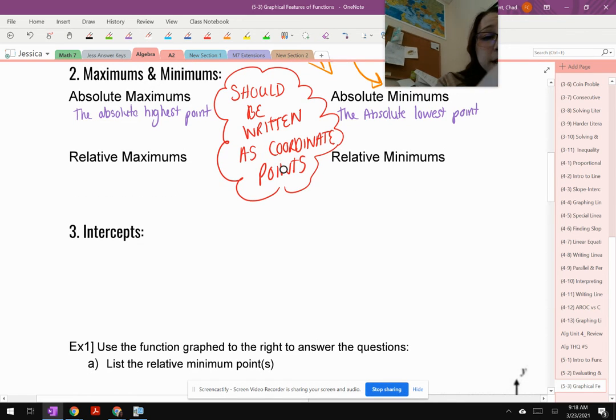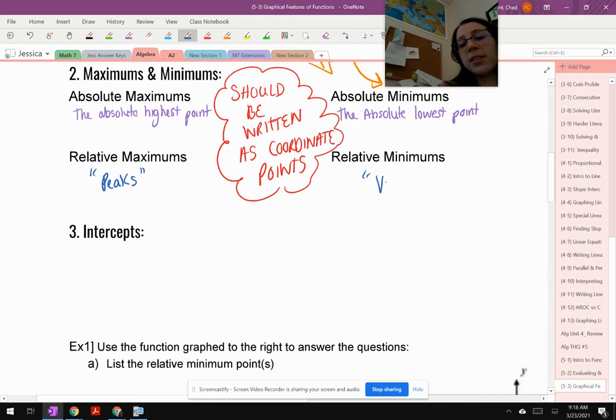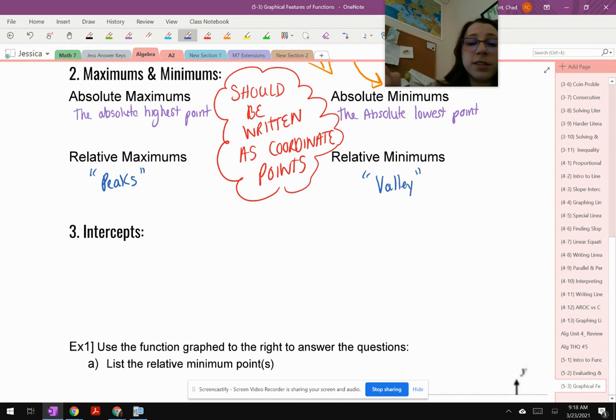As coordinate points. Keep that in mind when you're doing this. So not to confuse the absolute max and mins with the relative max and mins. These relative max and mins can be known as your peaks and your valleys. So it's not necessarily the lowest or the highest point, but just the top of a peak or the bottom of a valley kind of a thing.